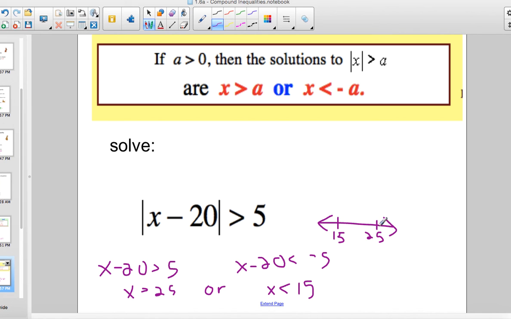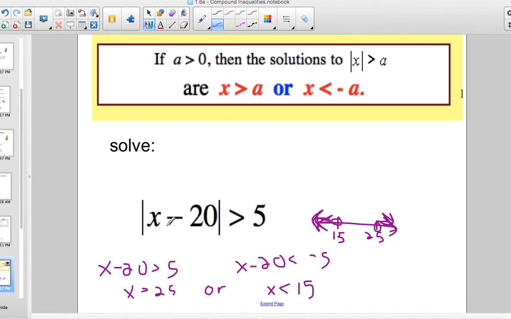So you're greater than 25, open circle, and be over here, and you're less than 15, open circle, and you're over here. Again, you can easily check it. Plug in a number that's less than 15, like 10, and make sure it works. Yeah, 10 minus 20 is -10. The absolute value of that is 10. 10 is greater than 5.